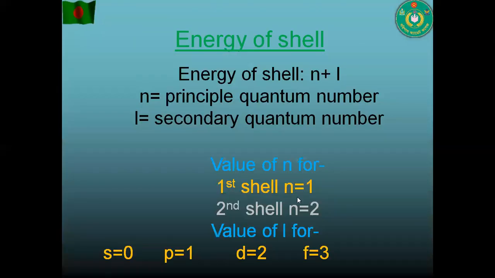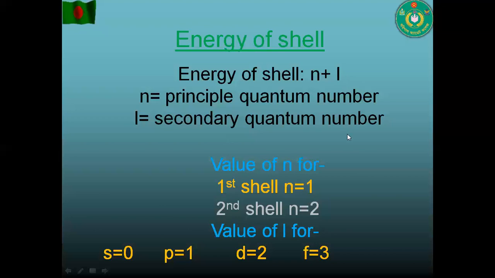Dear cadets, where electrons first enter is decided by the n plus L rule. If the value of n plus L is low, in that case electrons first enter, and gradually they enter the higher energy levels. Here n is the principal quantum number. For the first shell n is 1, for the second shell n is 2, for the third shell n is 3, for the fourth shell n is 4.